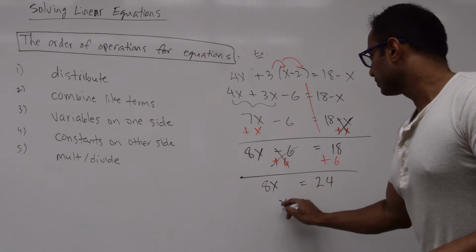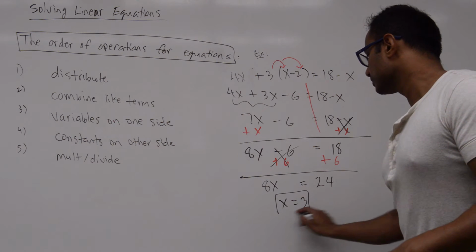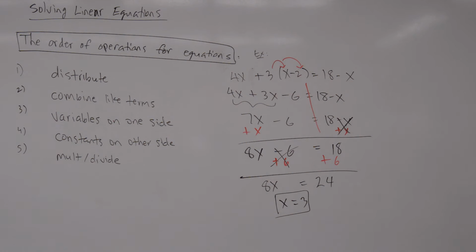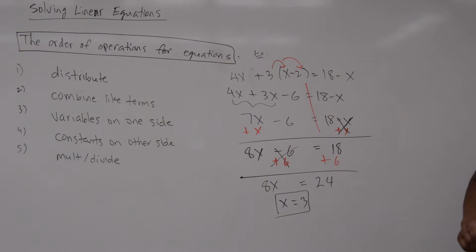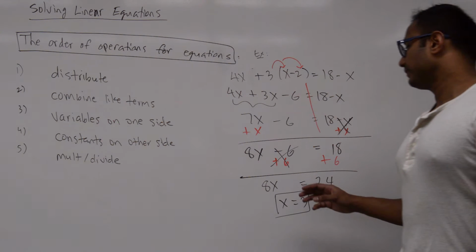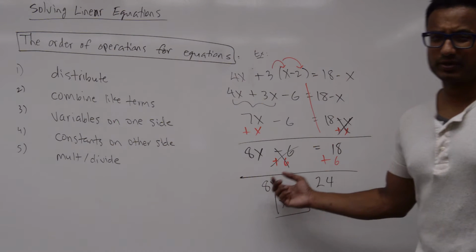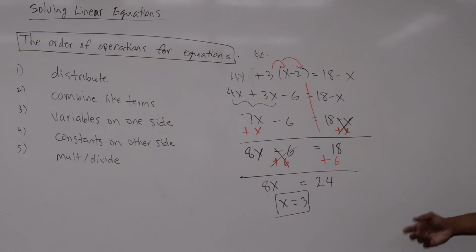Then if you divide both sides by 8, we're going to get x equals positive 3. Okay, now once you have an answer, you can always check it. This won't be required of you on a quiz or a test, but if you want to make sure you did it correctly, the best way to do that is to check. So how do you check?